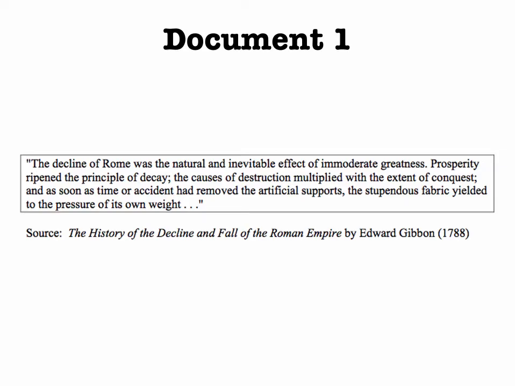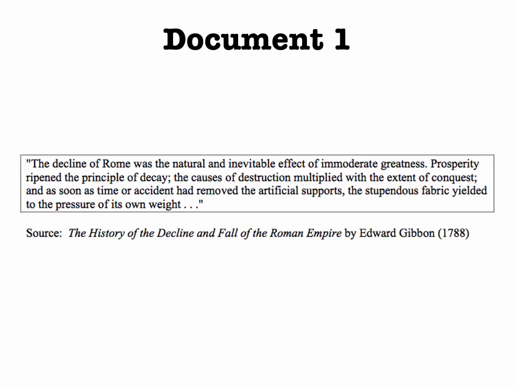The documents don't have to be read in any particular order, but it makes sense to start with number 1. The first thing I do is read the information on the source. The amount of information available on the source will vary by DBQ. This document is from the History of the Decline and Fall of the Roman Empire by Edward Gibbon. It was written in 1788. It's not a primary source because it's not from the period of the topic at hand, but it's still pretty old. As I think about this, I read the text of the document.